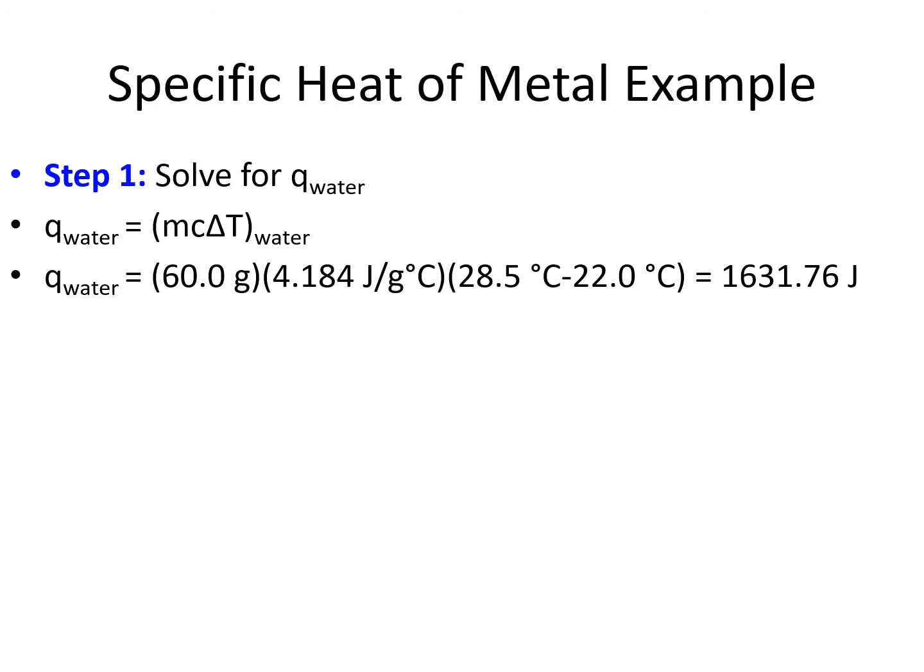We plug in our mass of the water, which is 60 grams. We plug in our specific heat of the water, which is 4.184. And we plug in our temperatures for the water. Again, delta T is going to be final minus initial. So we'll do our 28.5 minus our 22. So we come out with 1,631.76 joules as the Q of the water. Notice this is a positive number, which indicates that the water is absorbing heat, which makes sense since the heat is going from the metal into the water.